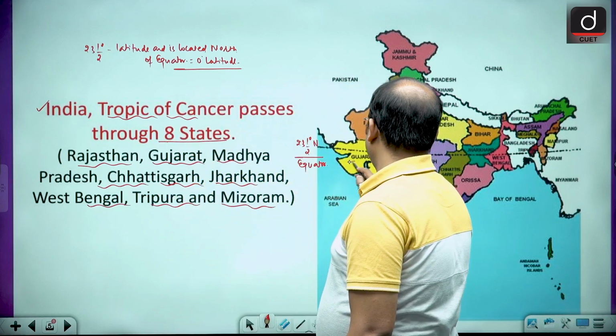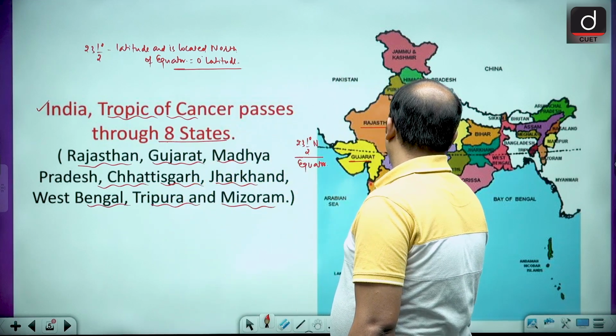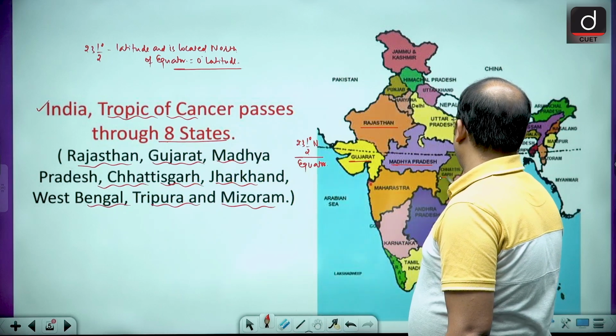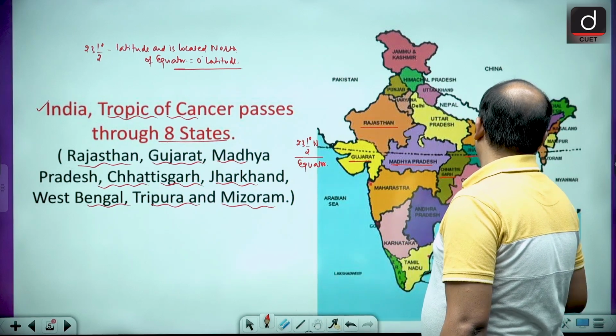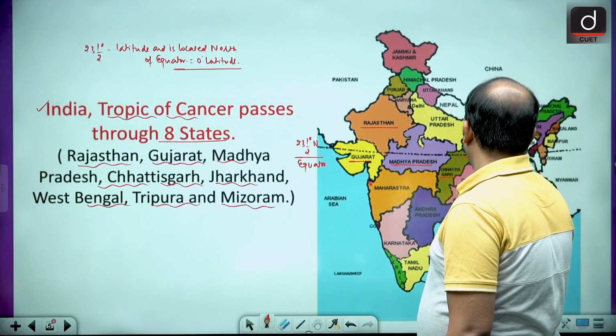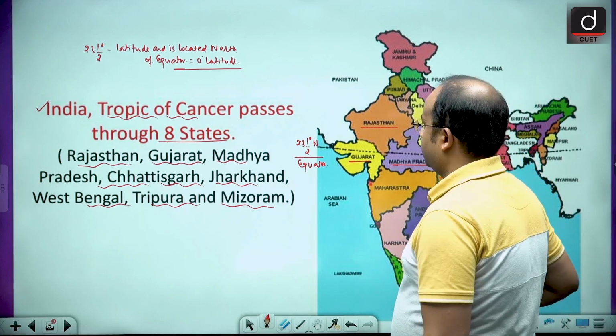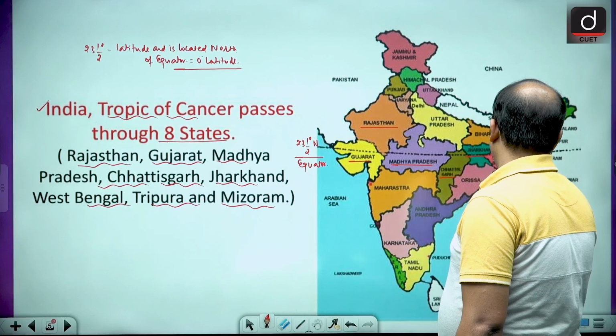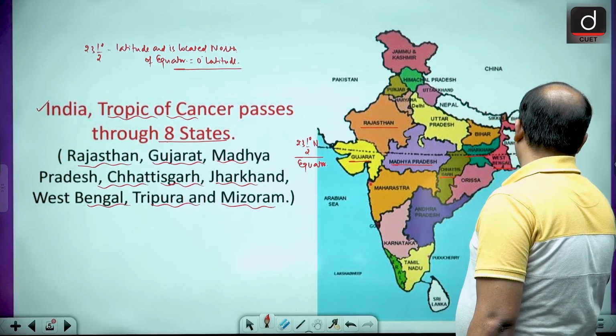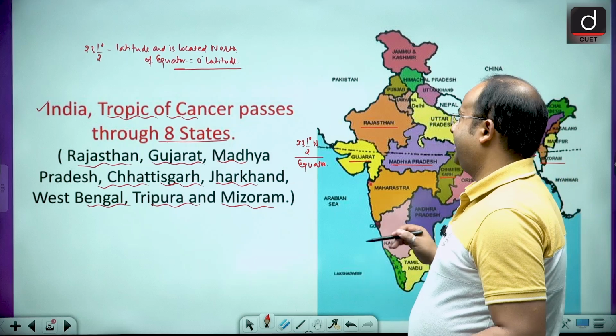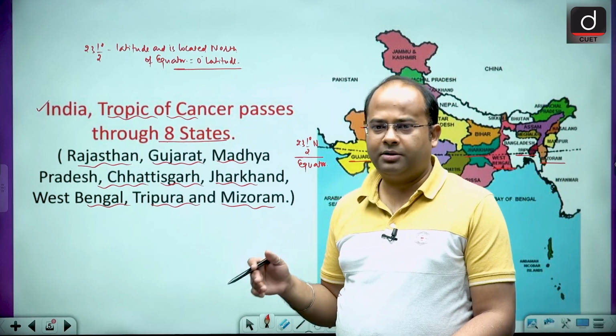So this is Gujarat, then we have Rajasthan, then we have Madhya Pradesh, then we have Chhattisgarh, this is Jharkhand, guys, then we have West Bengal, then we have Tripura, and then we have Mizoram. So from 8 states this Tropic of Cancer passes.